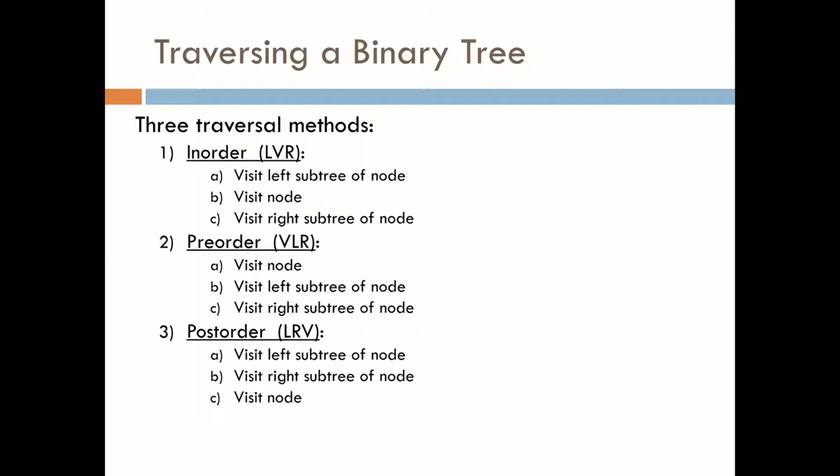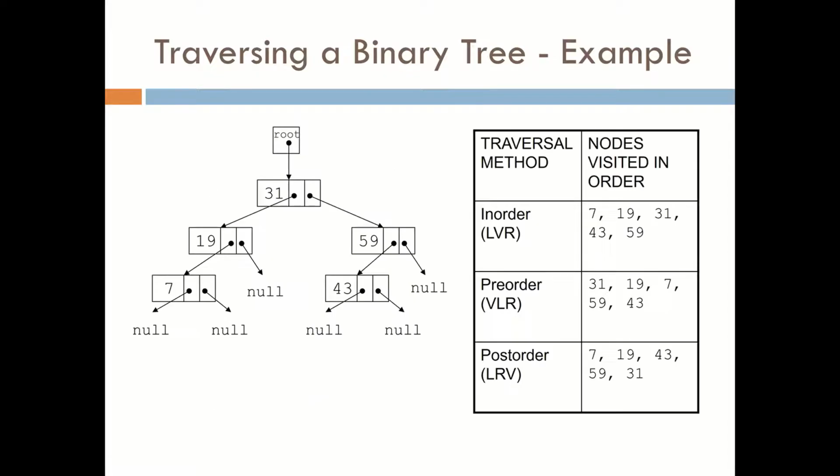So let's take a look at what that looks like. Let's consider the binary tree on the left. This does in fact have the binary search tree property, in the sense that everything to the left of any given node is less than the value at the node, and anything that is greater than the value at that node is in the right subtree.